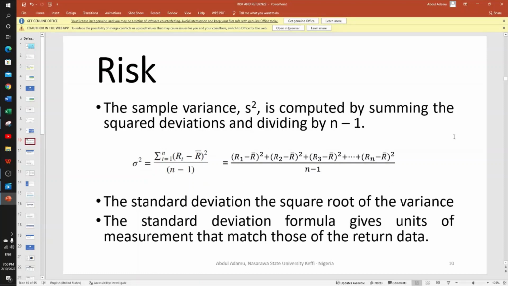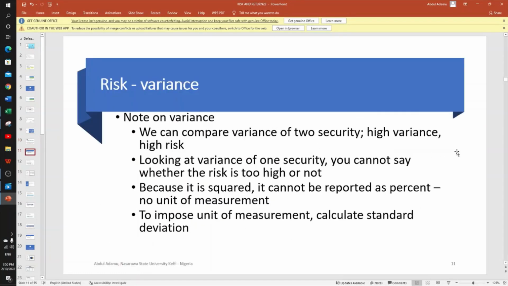And once we get our variance, to get standard deviation is just the square root of the variance we have gotten. A little note on variance: you can use variance to know the risk if you are comparing two securities. If you are comparing two securities, the one with the highest variance has the highest risk.